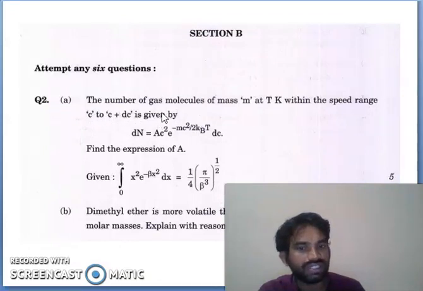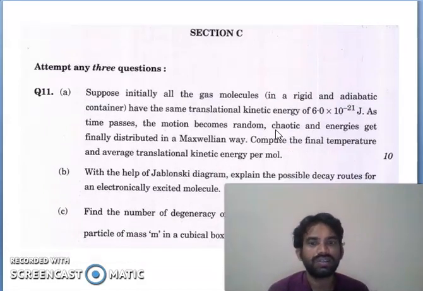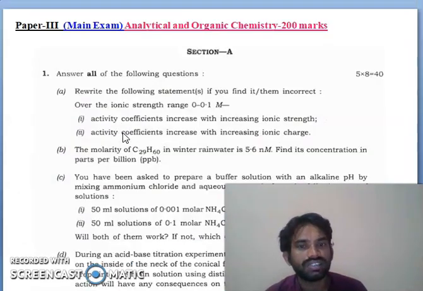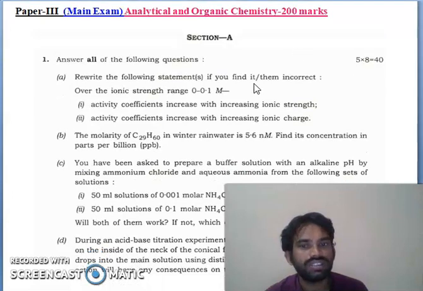The total physical chemistry, you can see how this is mentioned. Section C, any 3 questions. You can see here the question pattern in 2019, what questions were asked. And you can see here paper 3, especially in the main exam: analytical and organic chemistry. These are the 200 marks. You can see this offline mode.